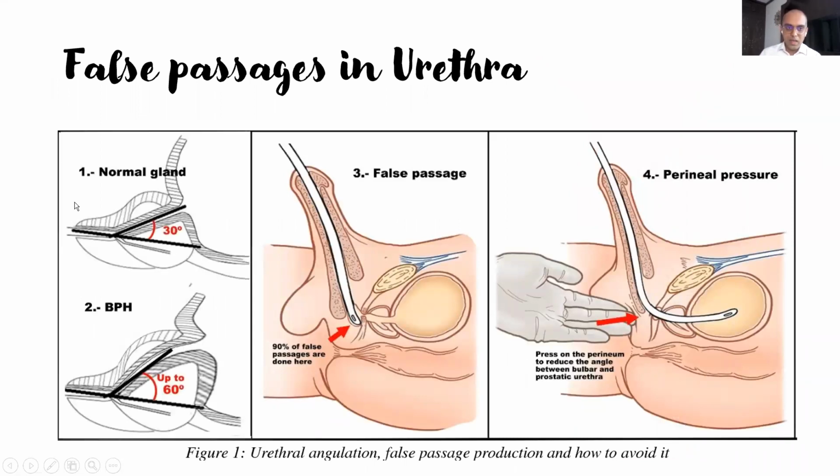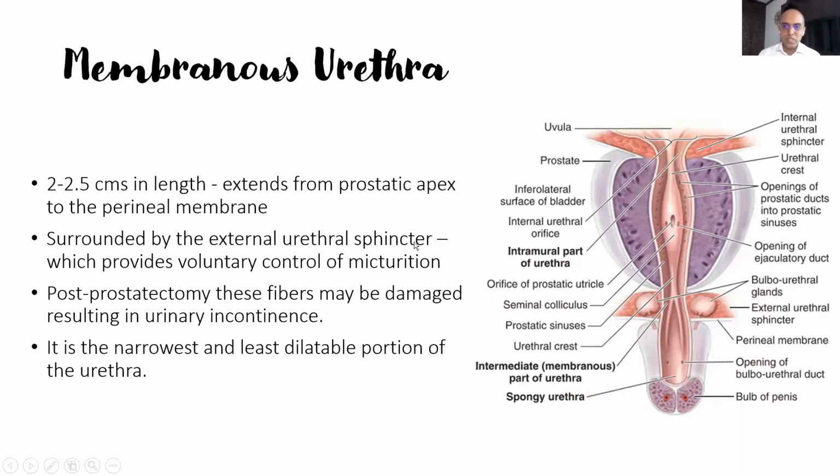Also, the angle that we were talking about earlier is around 30 to 35 degrees. But in a patient with BPH, this angle can be increased acutely, and this may lead to formation of a false passage in the urethra while attempting catheterization. So gentle perineal compression can be done in a case of difficult catheterization to aid the catheter tip to enter the bladder. Alternatively, perrectally, you can place a finger and lift the prostate up to obliterate this angle. Coming to the next portion, the membranous urethra.